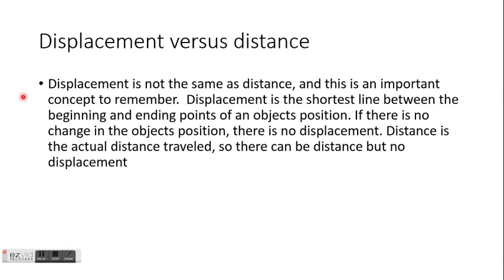So, displacement versus distance. Displacement is the shortest line between two points, whereas distance is the total amount traveled. So if a car moves 50 meters and then comes back to where it was, there's no displacement, but the car moved 100. The distance was 100 meters. So you just have to remember to keep that straight. Usually they'll be the same thing in most problems though.